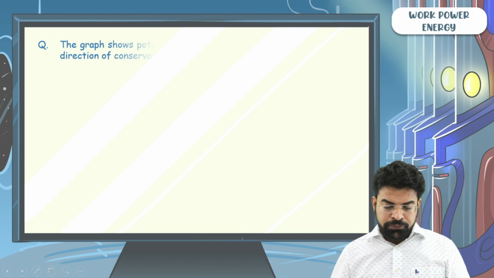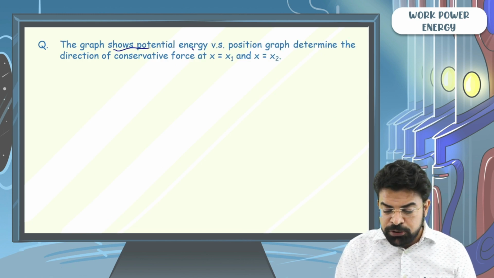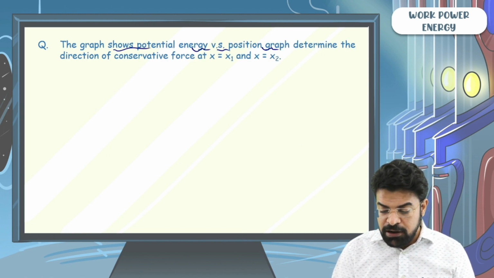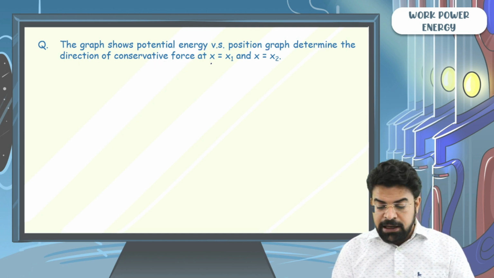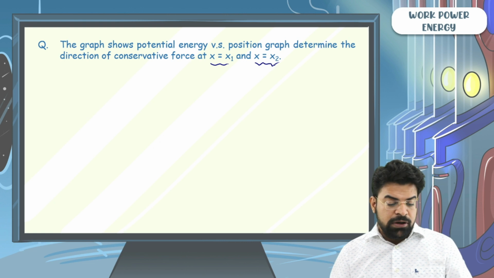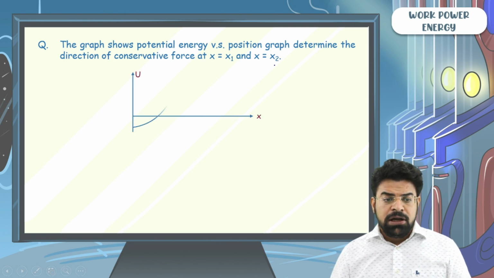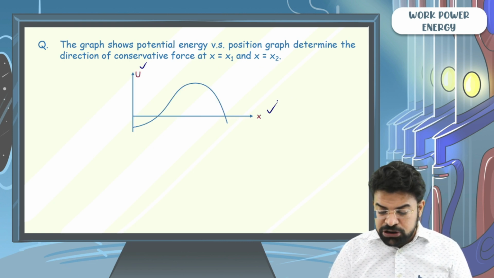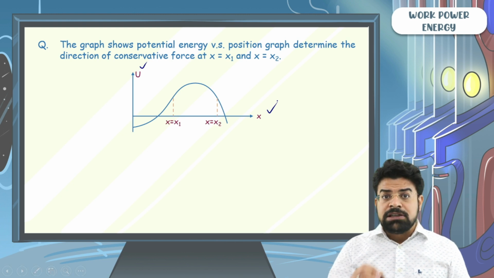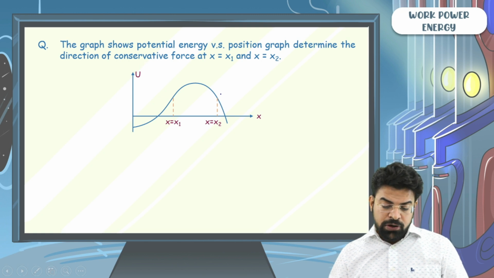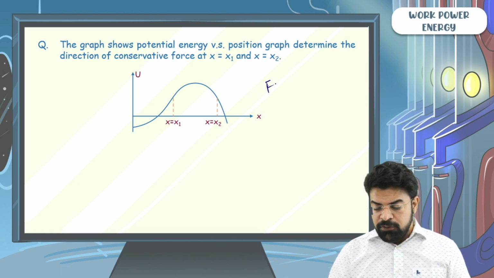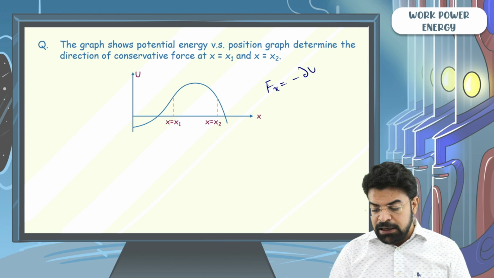Moving on. The graph shows potential energy versus position graph. Determine the direction of conservative force at x equals x1 and x equals x2. So this graph is the potential versus the position graph. You have to tell what is the direction of force at x equals x1 and at x equals x2. You will say, we know that the force in x direction equals minus del U by del x.